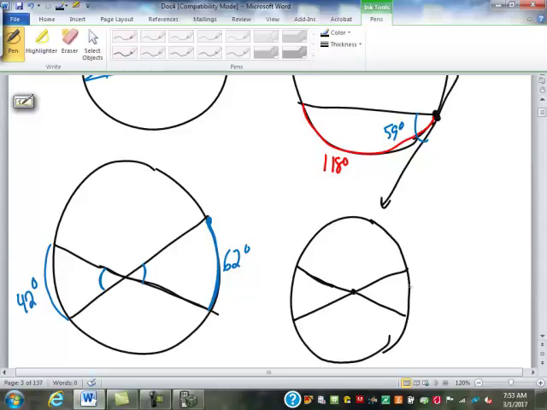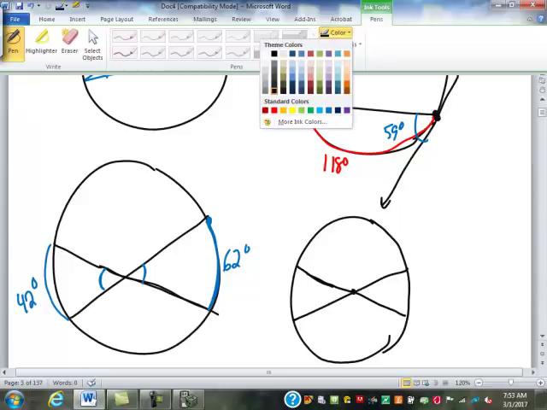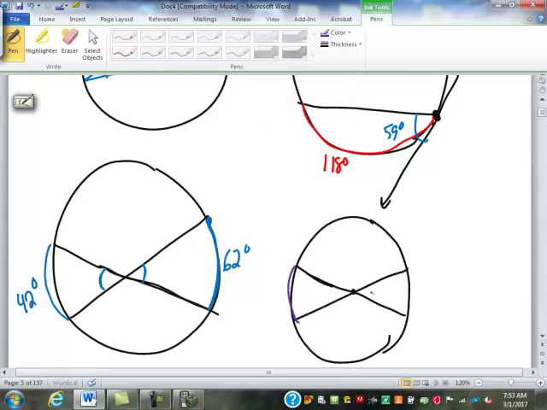If these chords intersected at the center of the circle, what would I say about these two arcs? They'd have to be the same. As the intersection of those chords moves further away from the center, the difference between the arcs gets larger. But the total intercepted arc should stay the same.